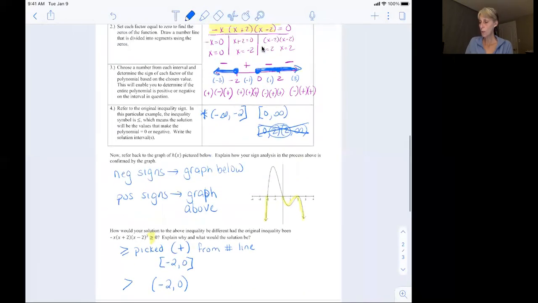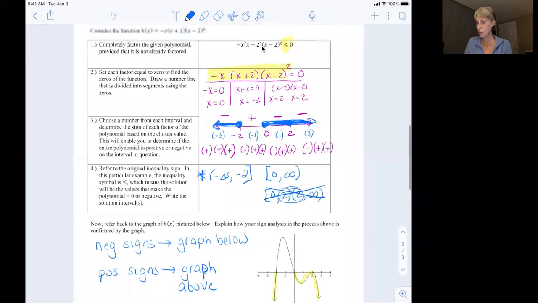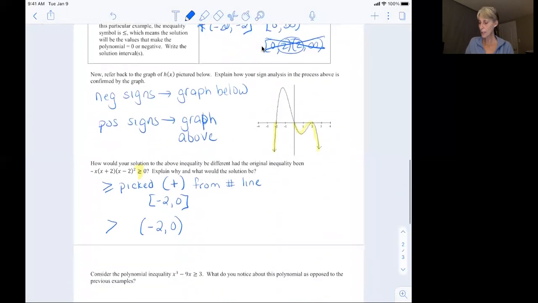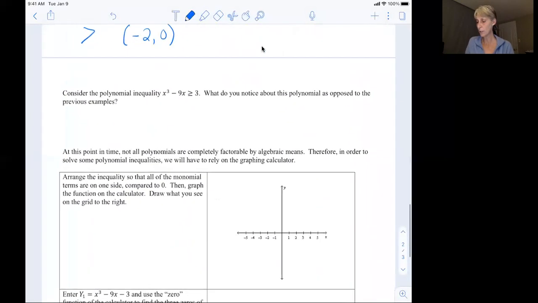So, abbreviated version, when we're solving inequalities, we want to get the zeros, put them on a number line, test the intervals, and then pick the appropriate solutions based on the inequality sign. So if it's greater than or equal to, we're looking for pluses. If it's less than or equal to, we're looking for the minuses. Now let's look at a different situation here.